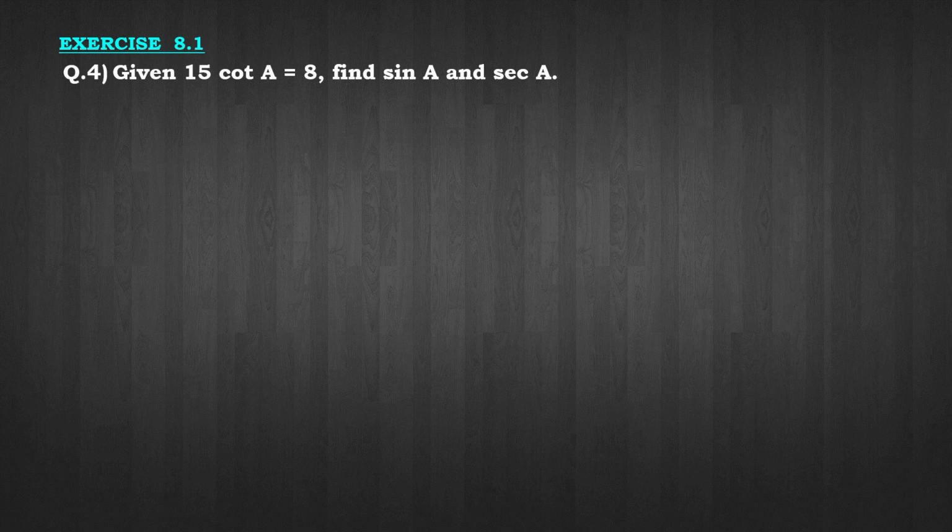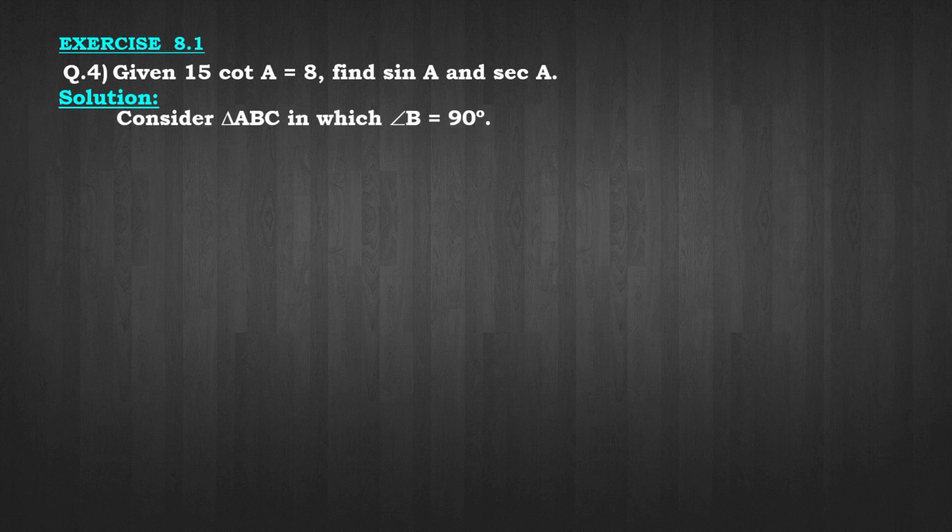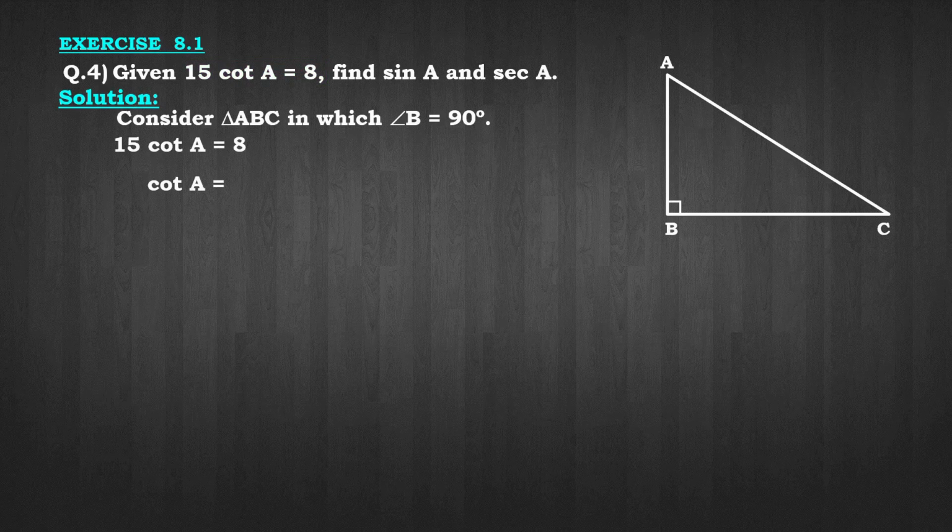Let us now solve question 4. We are given that 15 times cotangent A is equal to 8, and we are asked to find the values of sine A and secant A. First, let us simplify the given information. If 15 times cotangent A is equal to 8, then cotangent A is equal to 8 divided by 15.